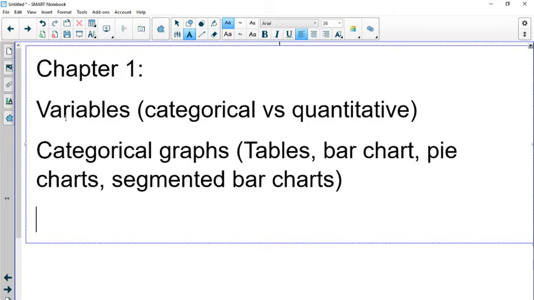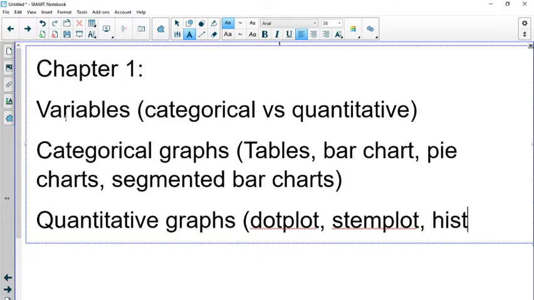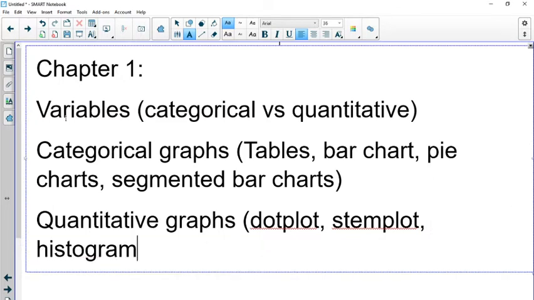For quantitative, the graphs that we make for quantitative data, you should know how to make them, how to interpret them, and that they go with quantitative data. Those are dot plots, stem plots, histogram, and box plots. Those are the four main ways that we can display quantitative data.